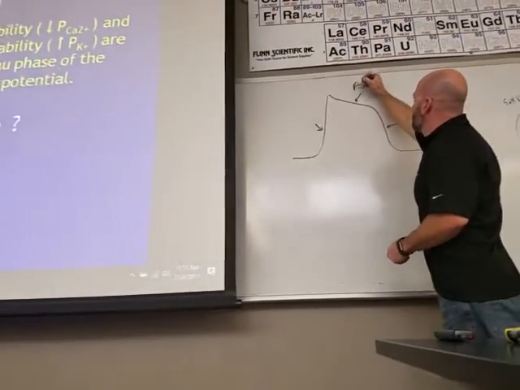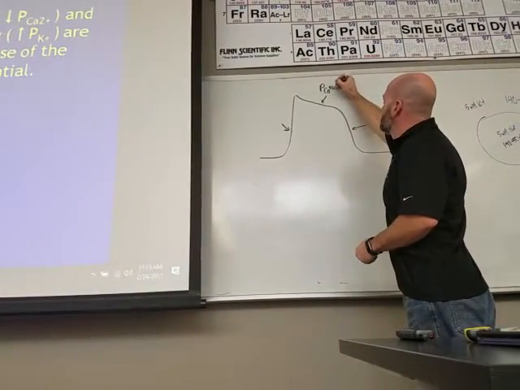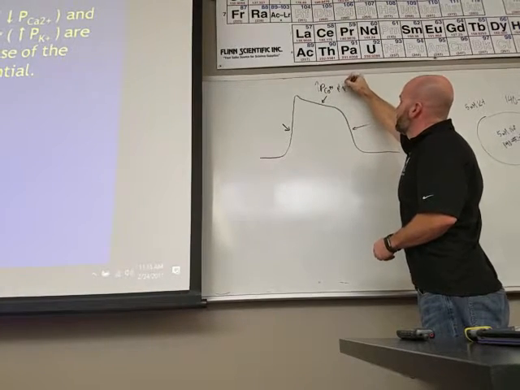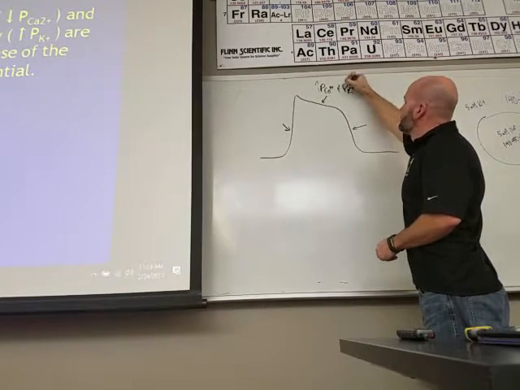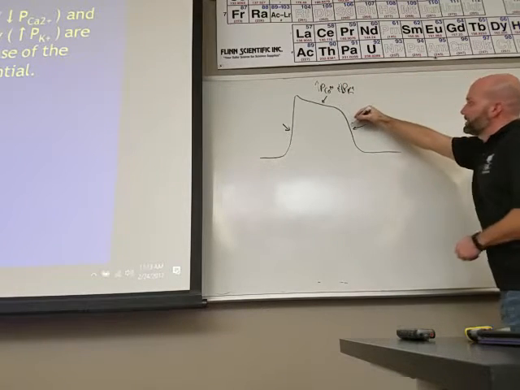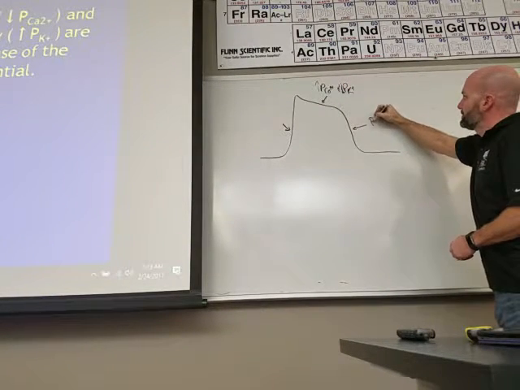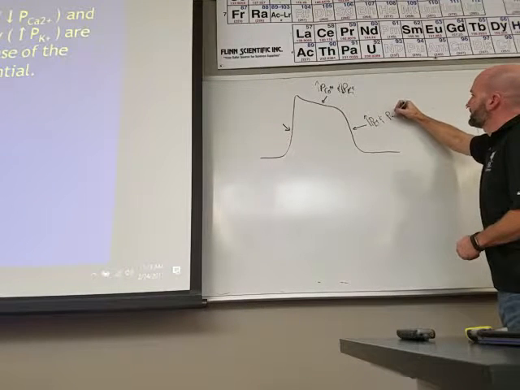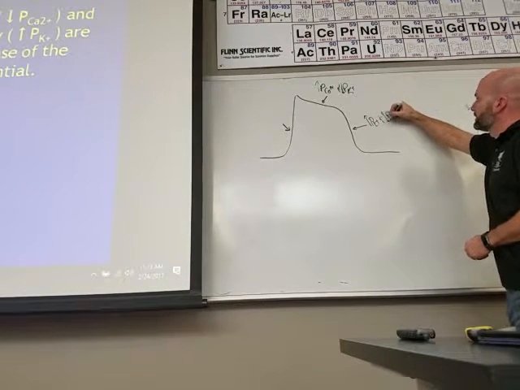So here, permeability to calcium is decreased, and permeability to potassium increases. But then during repolarization, potassium permeability goes up, and calcium permeability goes down.